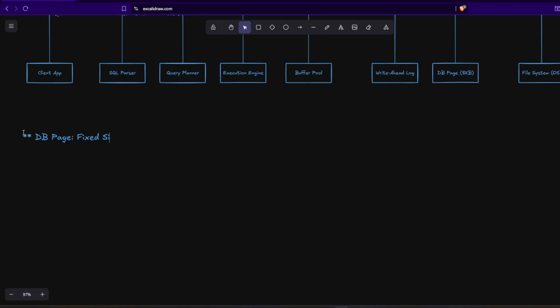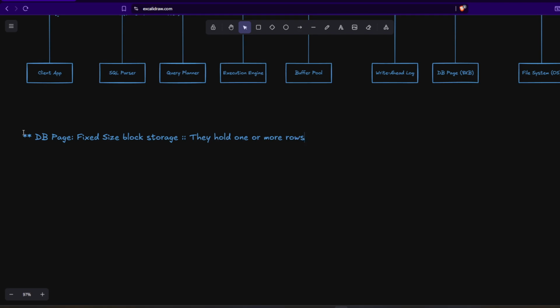A DB page is nothing but a fixed size block storage. It is completely different from the OS pages, and how the OS pages and the DB pages come together, we will discuss too. These are fixed size block storage which we get from the actual operating system disk. And this block storage holds one or more rows.